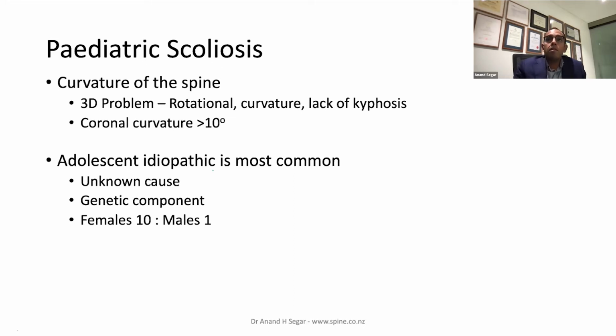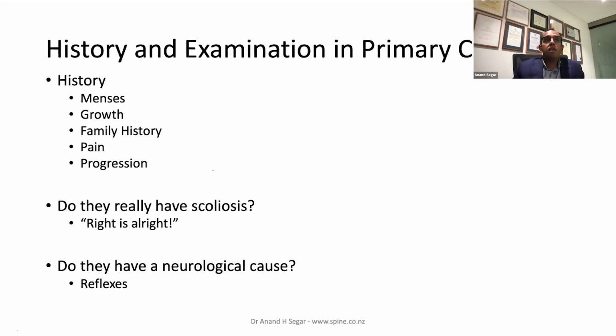Important things in the history are when did menses start? Because girls grow most rapidly before the onset of their period, where they are in their growth, if there's a family history of scoliosis, is there pain? Scoliosis can be secondary to disc herniations or spinal tumors or anything that causes pain in the spine. The child's spine is incredibly plastic, and they'll develop a scoliosis to offload the nerve which is being compressed. And progression, is it progressing rapidly or slowly? How do they notice it? Has it got a lot worse?